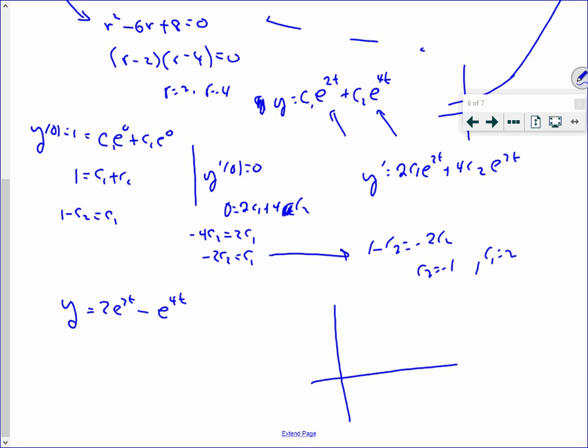Okay, so we start at 1. So we're starting at time 0 here. We're at 1. So we'll forget about what goes on the left. It does that. Okay. So that's a really awful graph. So as time passes, as t goes to infinity, the y value goes to negative infinity.